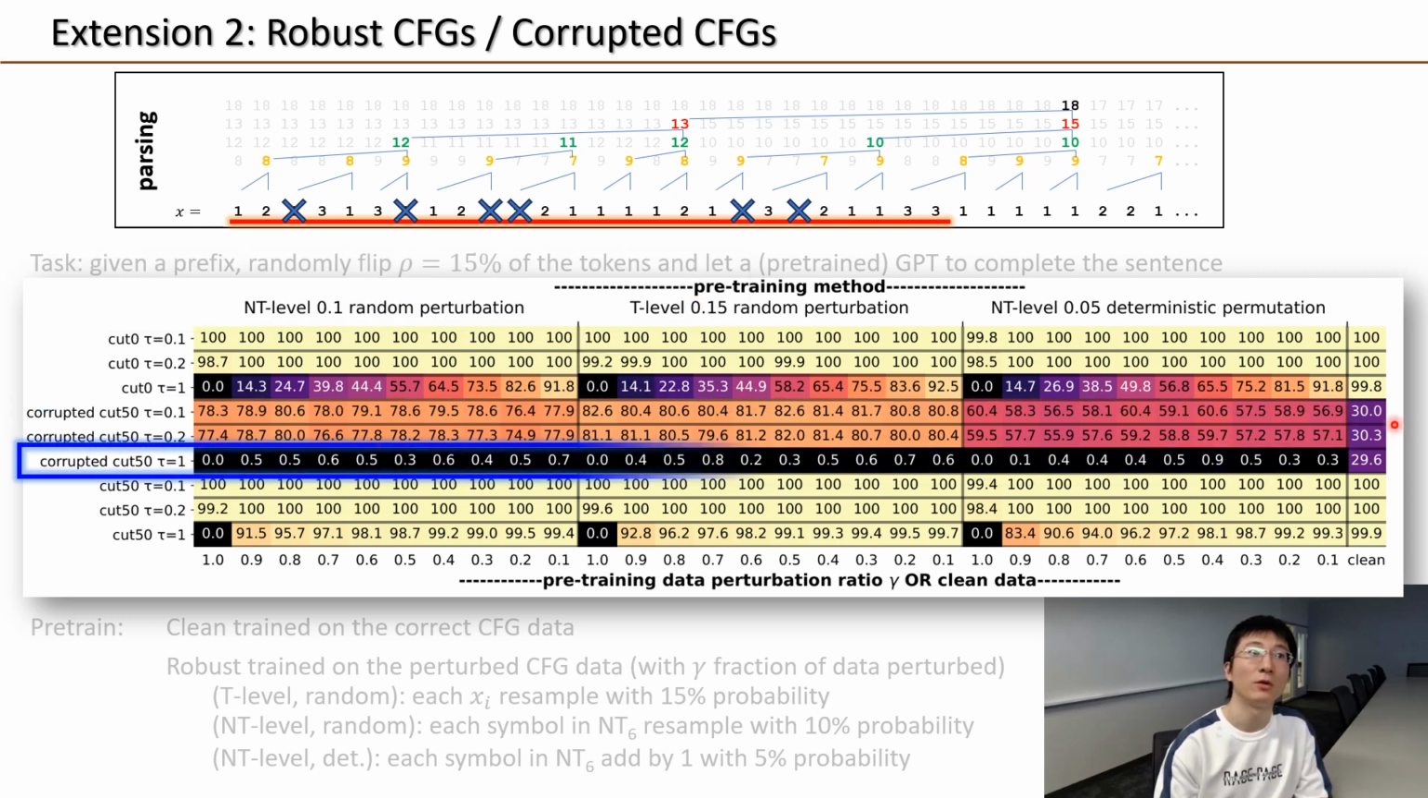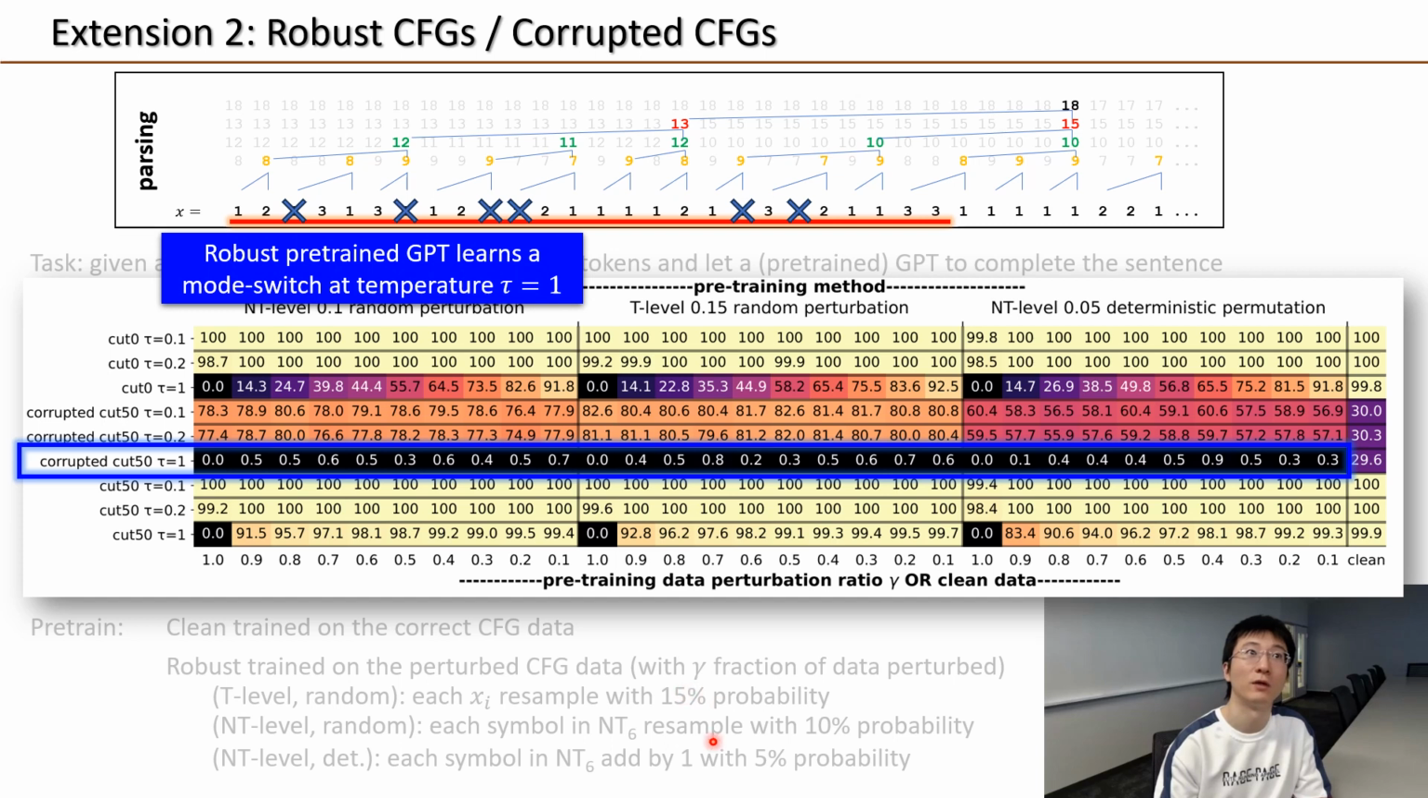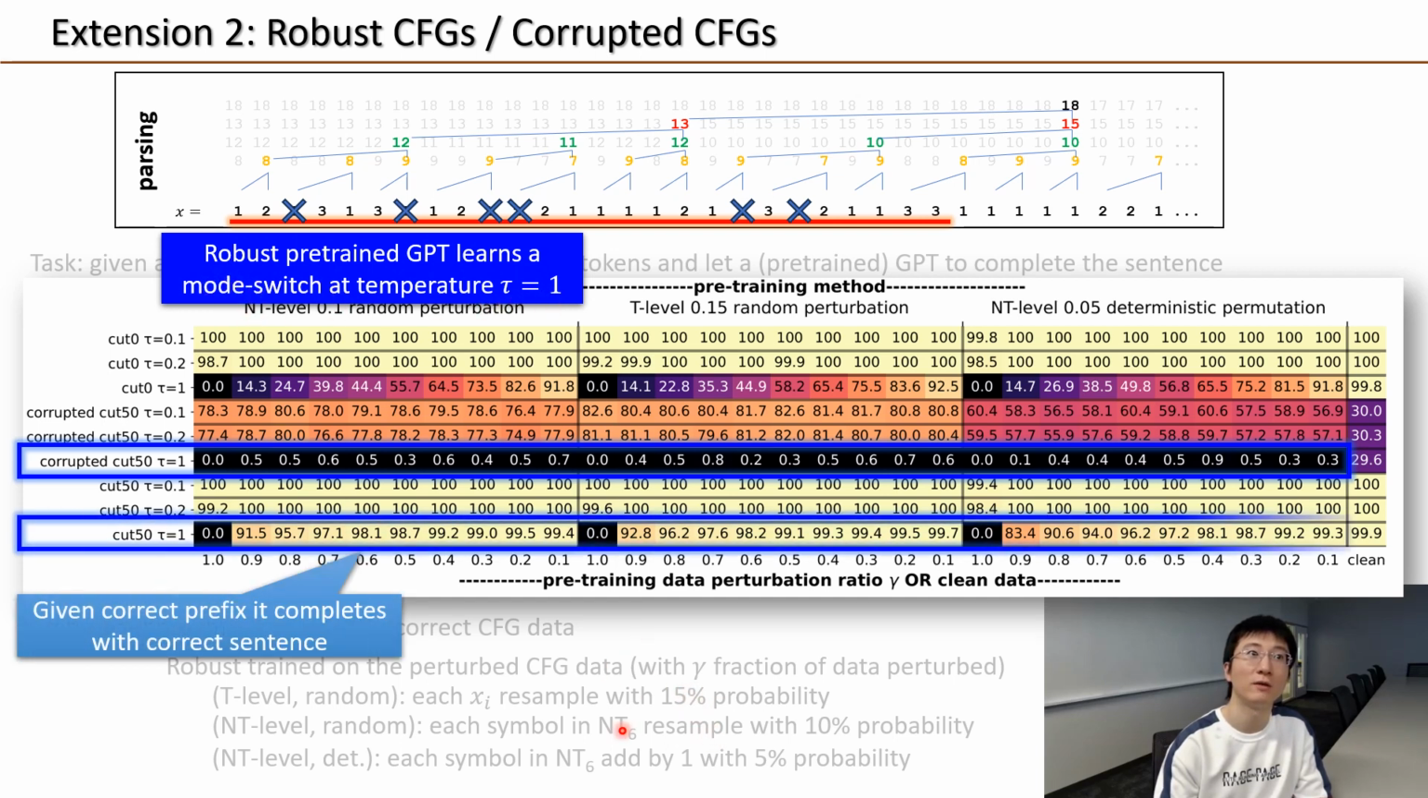Okay? And you also find out this very interesting rule, that is, if you use temperature 1, then the accuracy suddenly goes to 0. So let me explain what's happening here. In fact, we noticed that GPT is capable of learning a mode switch at temperature 1. That is, if you feed the model with a correct prefix, without corruption, a correct prefix of length 50, then it's capable of completing the sentence with very good accuracy.